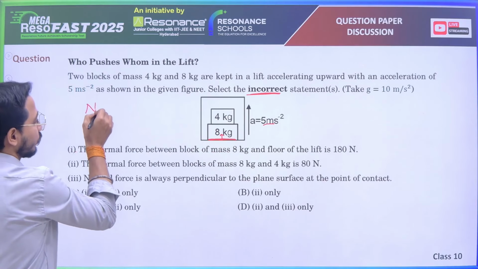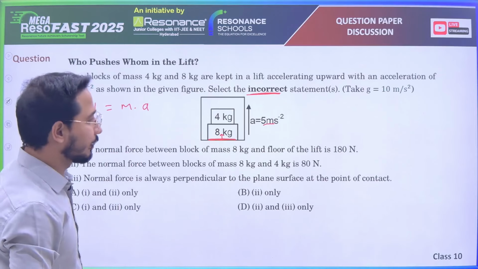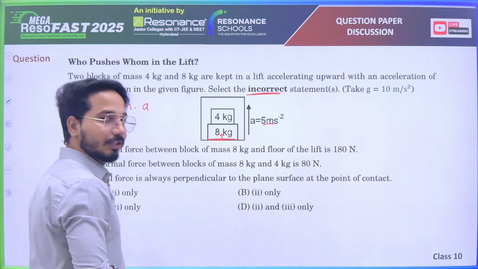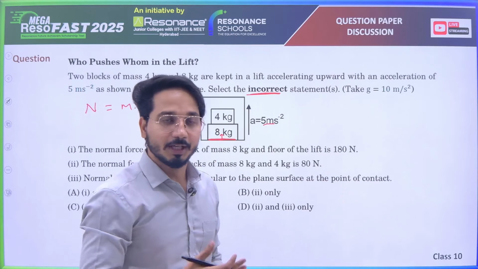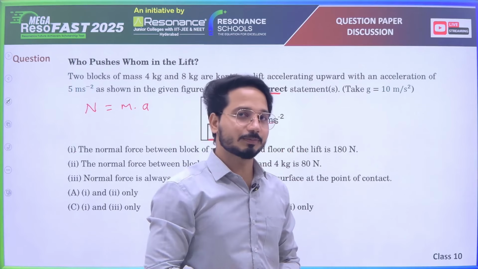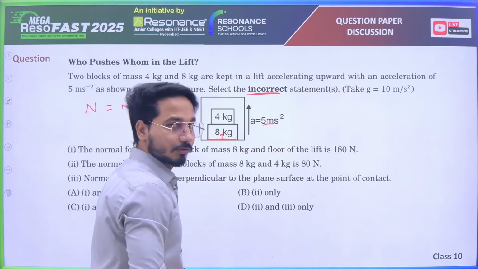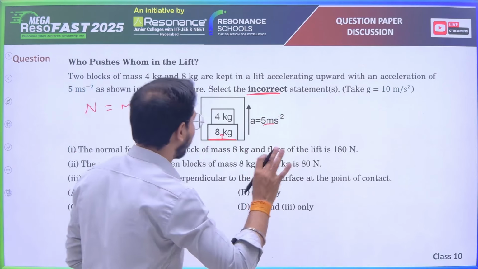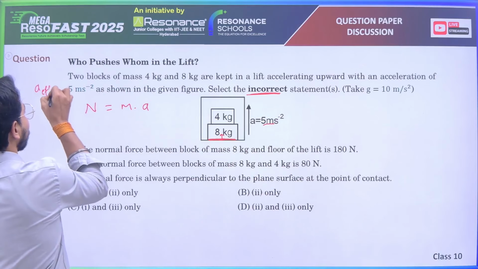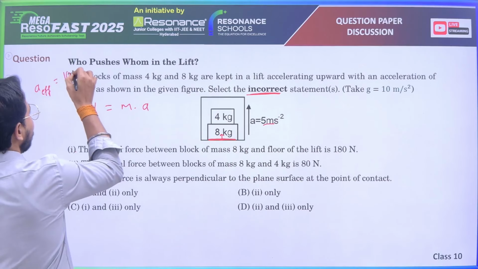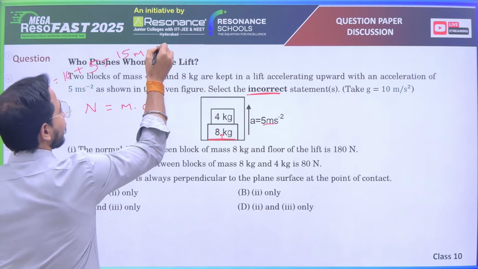So the normal force is equal to mass into acceleration. But what acceleration will we take here? The effective acceleration. Why? The lift is moving up with 5 meter per second squared, and at the same time g is also acting there. So the effective acceleration will be equal to 10 plus 5, which is 15 meter per second squared.